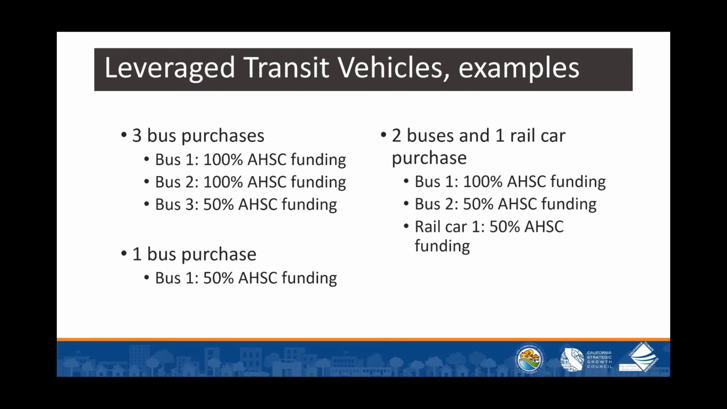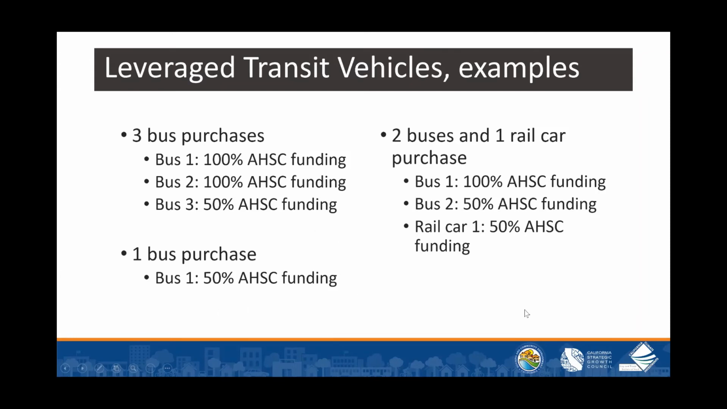So for a project, first of all, purchasing multiple transit vehicles of the same type, in this example, 3 buses, all but one of those vehicles must be entirely funded by AHSC in order to quantify those GHG reductions. That last transit vehicle needs to be at least 50% funded by AHSC. It can be greater, but at least 50%. For a project purchasing a single transit vehicle, again, in this example here, just a single bus, at least half of those funds must be supplied by AHSC.